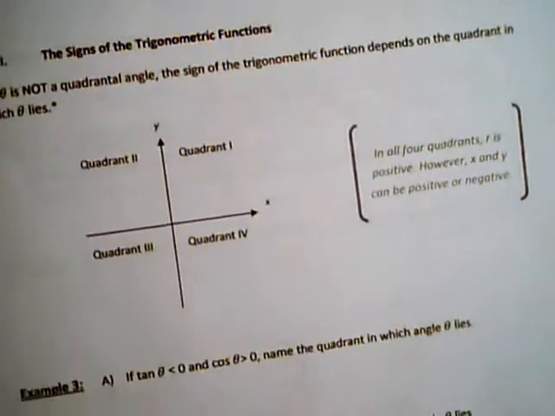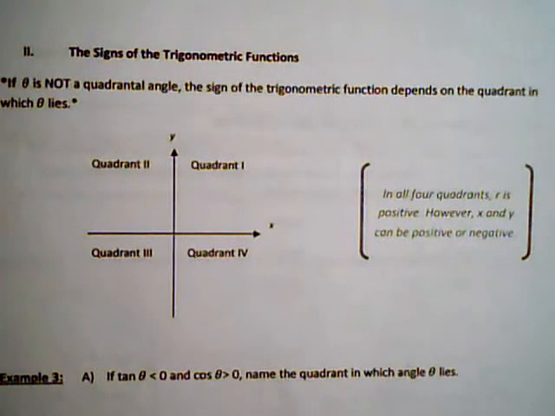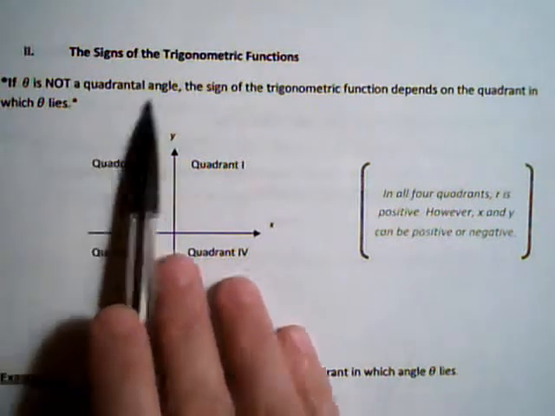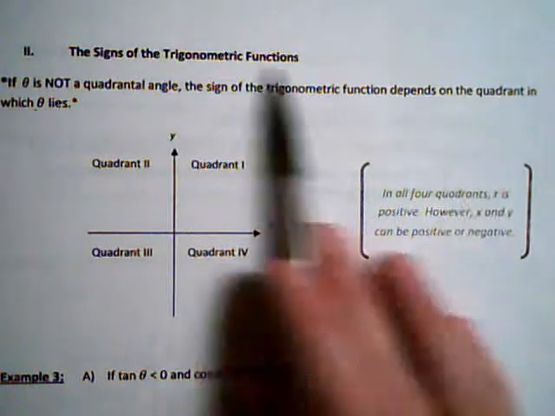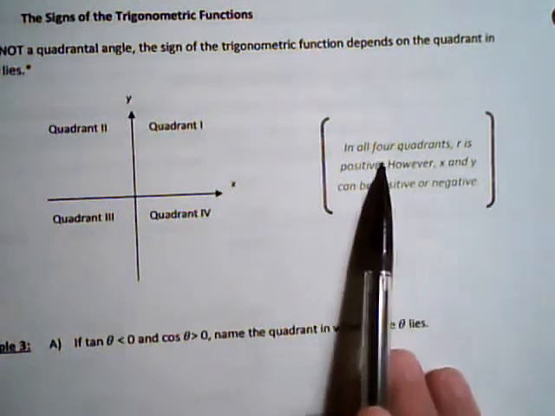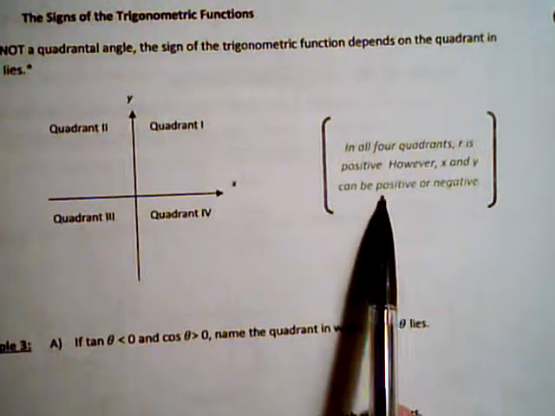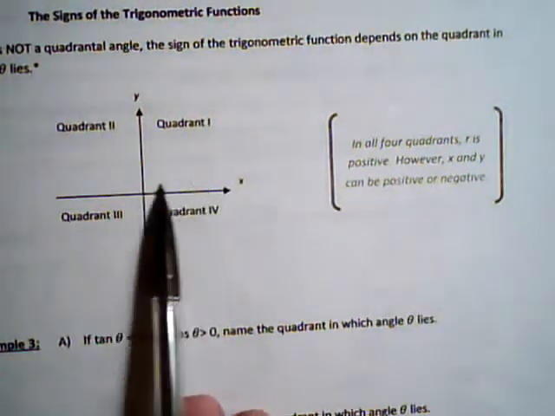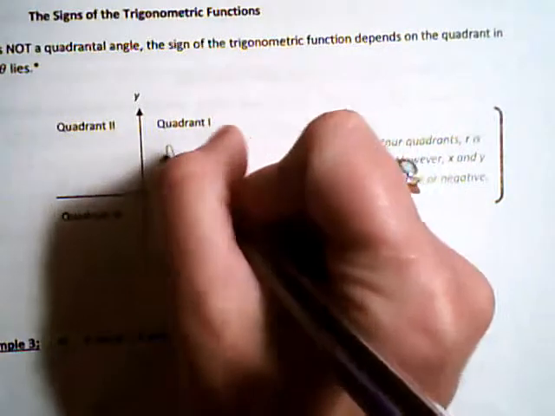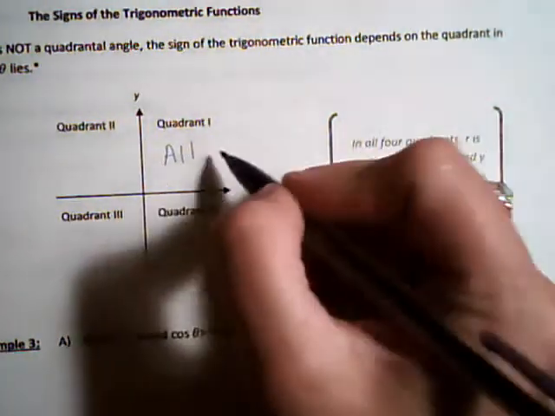Let's flip over and look at the top of the second sheet, which talks about the signs of the trig functions. I talked about this briefly also in a previous video. It says, what if our theta is not a quadrantal angle? If it's not a quadrantal angle, the sign of the trig function depends on the quadrant in which theta lies. In all 4 quadrants, r is positive, however x and y can be positive or negative. In the first quadrant, x and y are both positive, and so all of our trig function values will be positive.